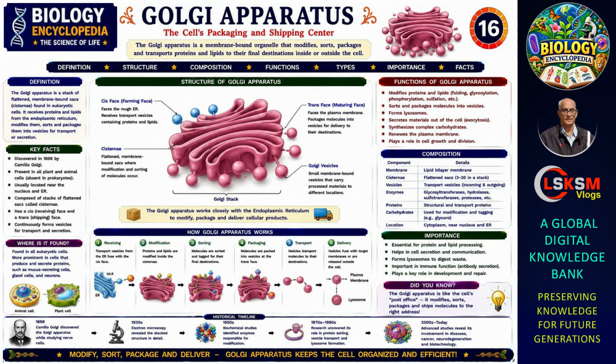16. Golgi apparatus. The Golgi apparatus modifies, sorts, and packages proteins and lipids for transport within or outside the cell. Discover its structure and role in the cell's internal processing and distribution system.